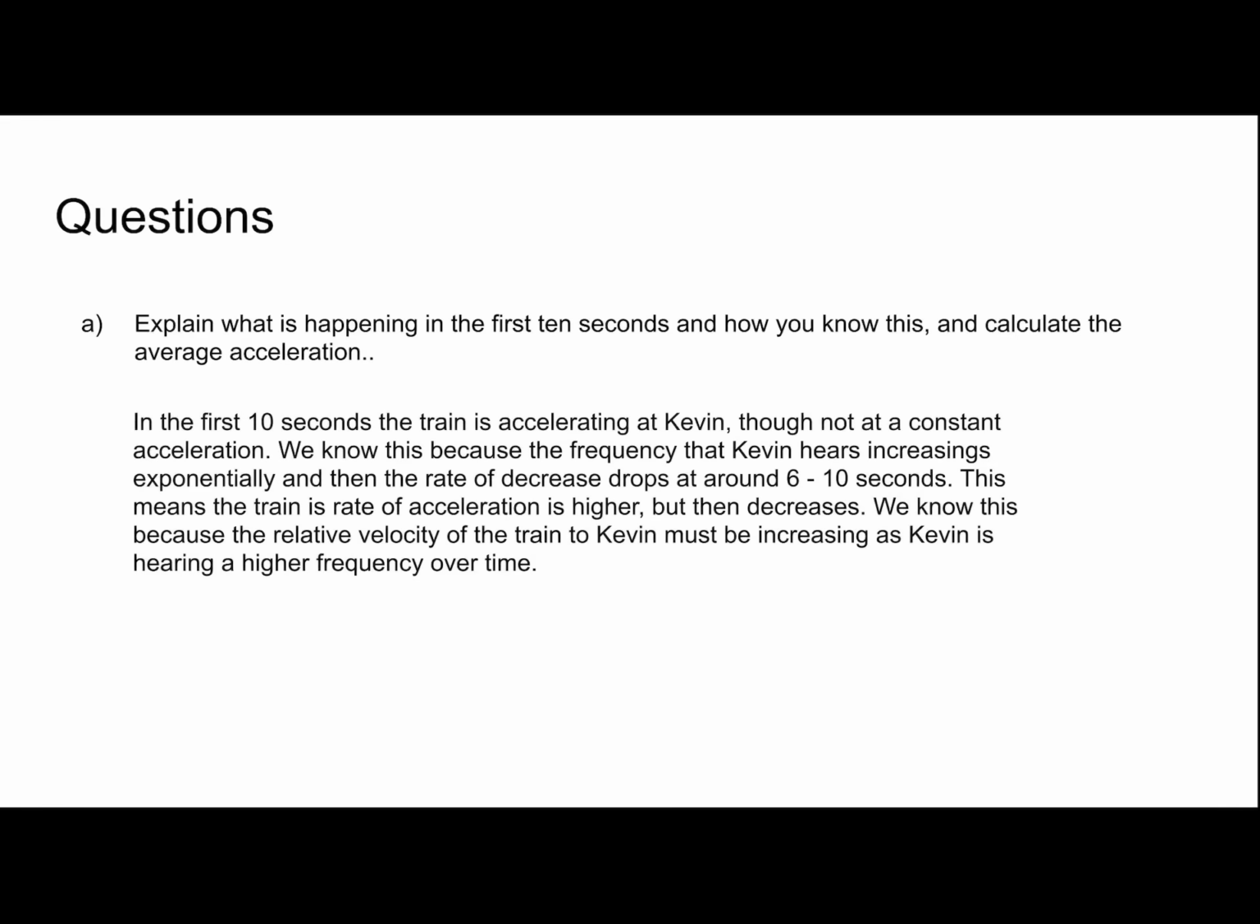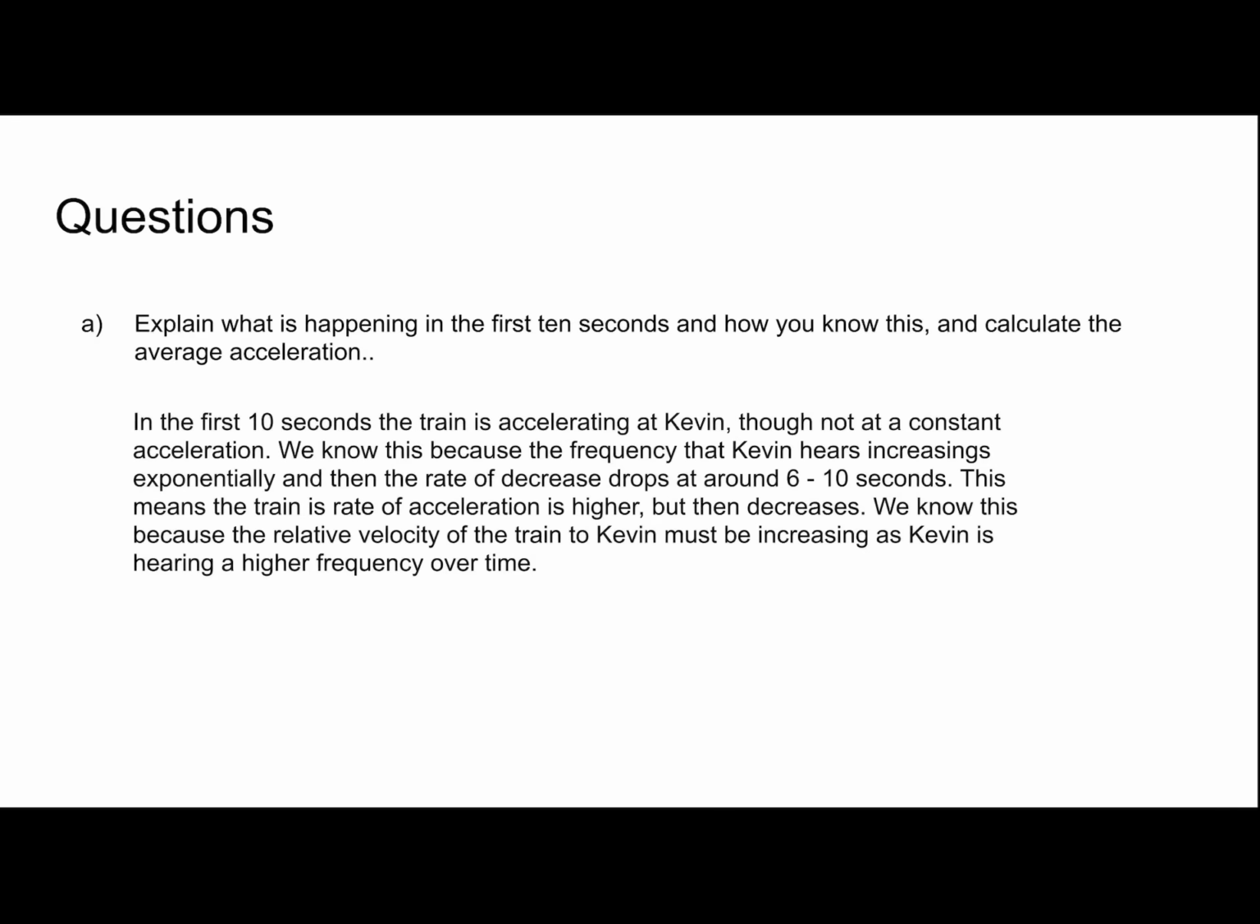Alright, so in the first 10 seconds the train is accelerating towards Kevin, though not at a constant acceleration. We know that's because the frequency that Kevin hears increases, and the rate of increase decreases at around 6 to 10 seconds. When the train first starts, we see a rapid rise in the frequency heard, but after some time that rise starts to slow down. After 10 seconds, we hear a constant frequency of 950 hertz.